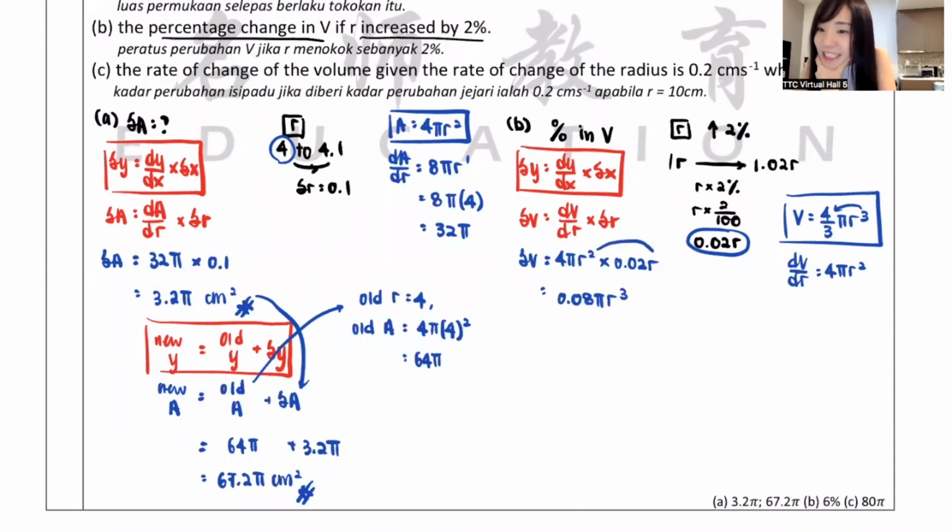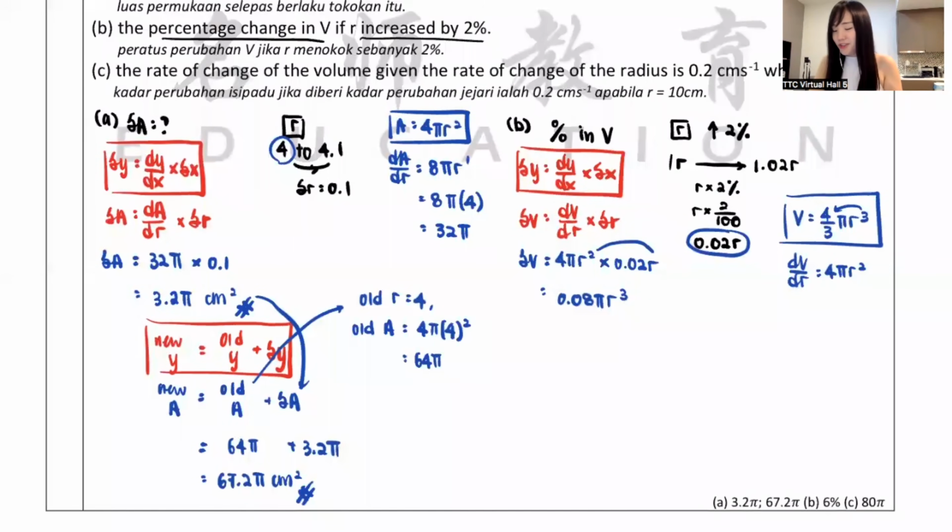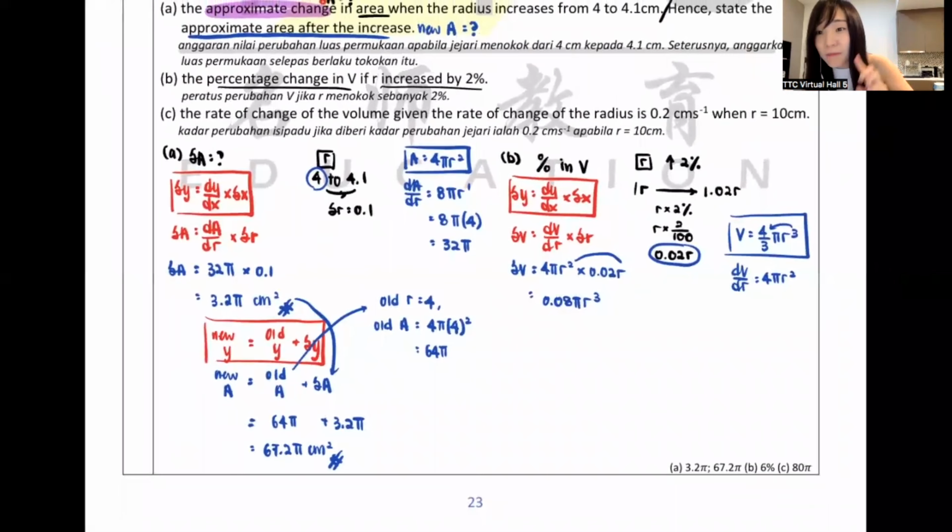Can anyone tell me, is this my answer in B? Is this already the answer for B? No. You know why no, my dear? Because the question never asked for delta V. People asked for percentage change in V. And why are my students very, very bad on this? Because you guys forget how to find percentage.